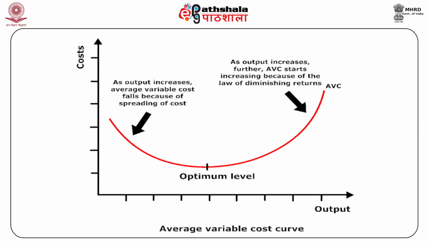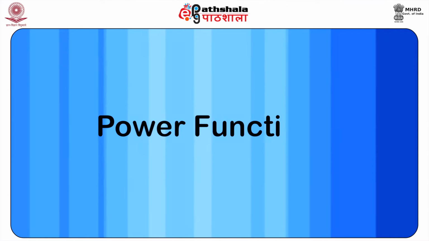Economic examples are also given by cost curves. As the graph indicates, the AVC, average variable cost curve, is U-shaped, that is strictly convex, and it has a unique absolute minimum.